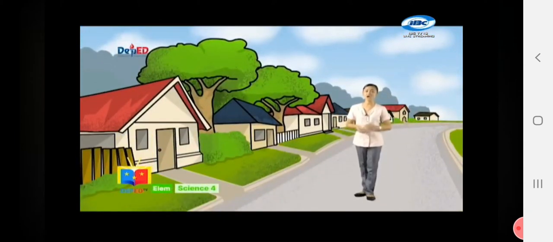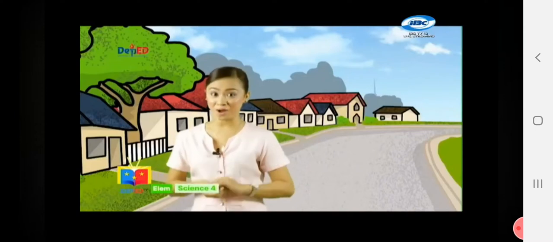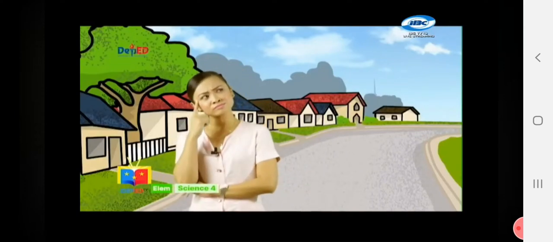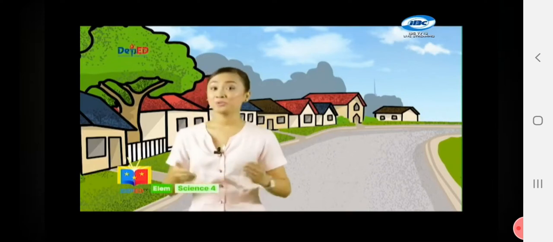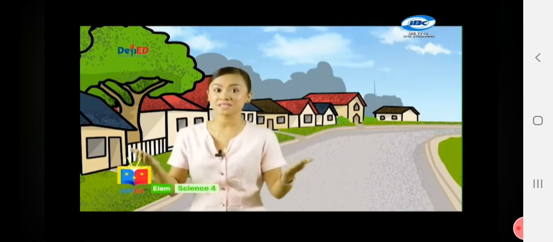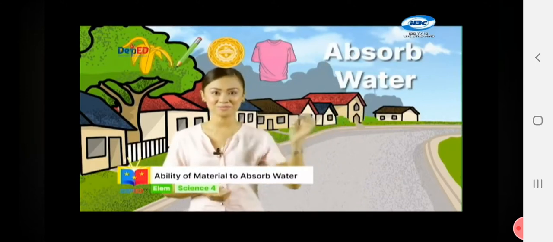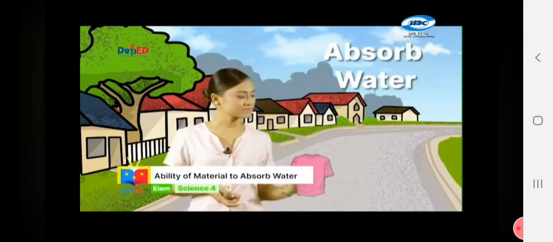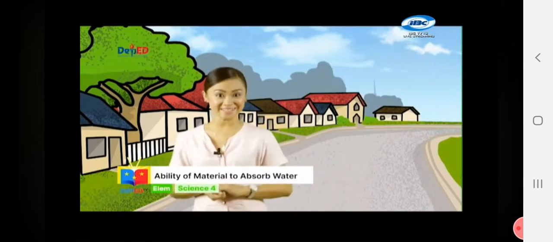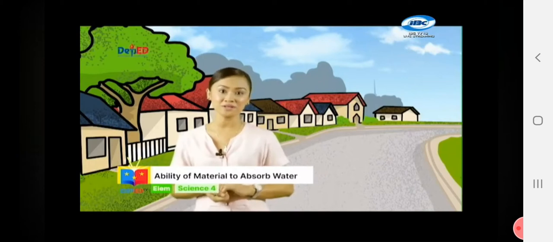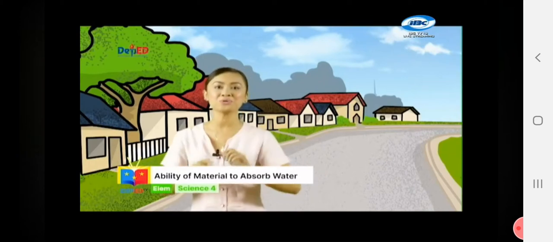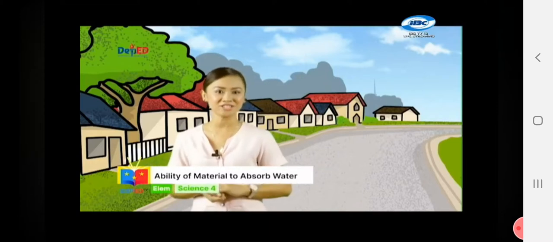For today's adventure, we will be looking into the different materials in our environment and discover one of their special properties. What is this special property? We will classify if the materials have the ability to absorb water. Get ready, young scientists. Prepare your self-learning module, ball pen, and paper, for you will be using them in our science adventure.